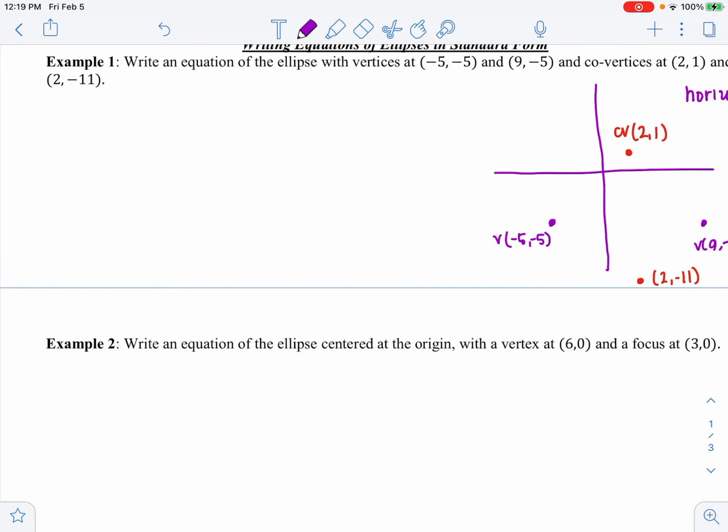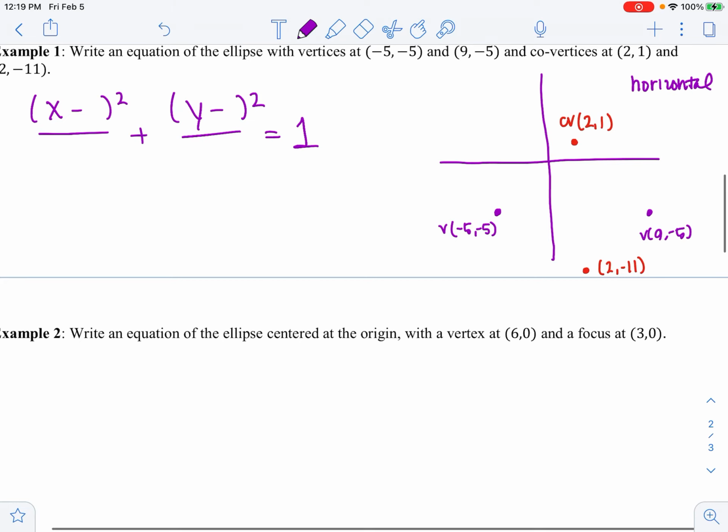All right, so I like to do a skeleton just like I like to do for parabolas. (x minus, I'll need h there) squared over, I'll need a squared there, plus (y minus something) squared over something, equals 1. So I start off by doing that, and my answer will go just right here and I'll box it. There's no really cleaning up to it.